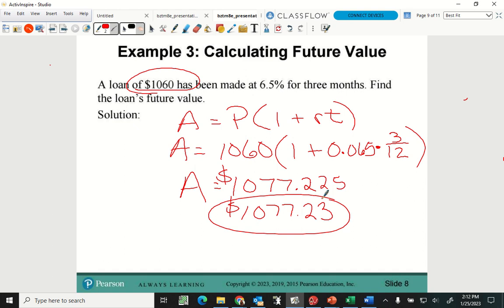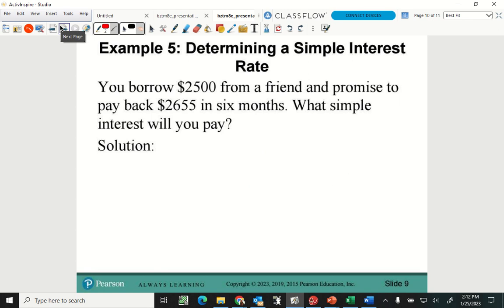So that's example 3. Example 4 is kind of weird. I'm sorry, 5, it jumps to 5. So there is one for 4, but it's not the one that we're doing. I'm going to show you how to do the algebra for the missing values, like question 8 that we had. Find one of these other variables. You borrow money from a friend and promise to pay back $2,655 in 6 months. What simple interest will you pay? How do we figure that out?